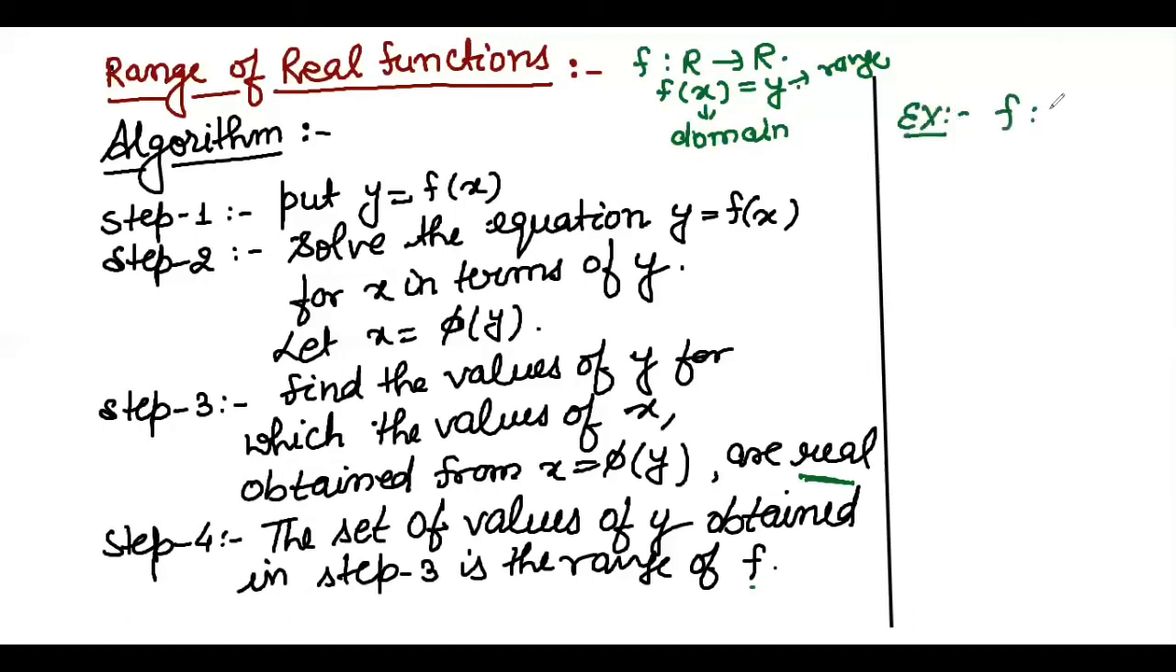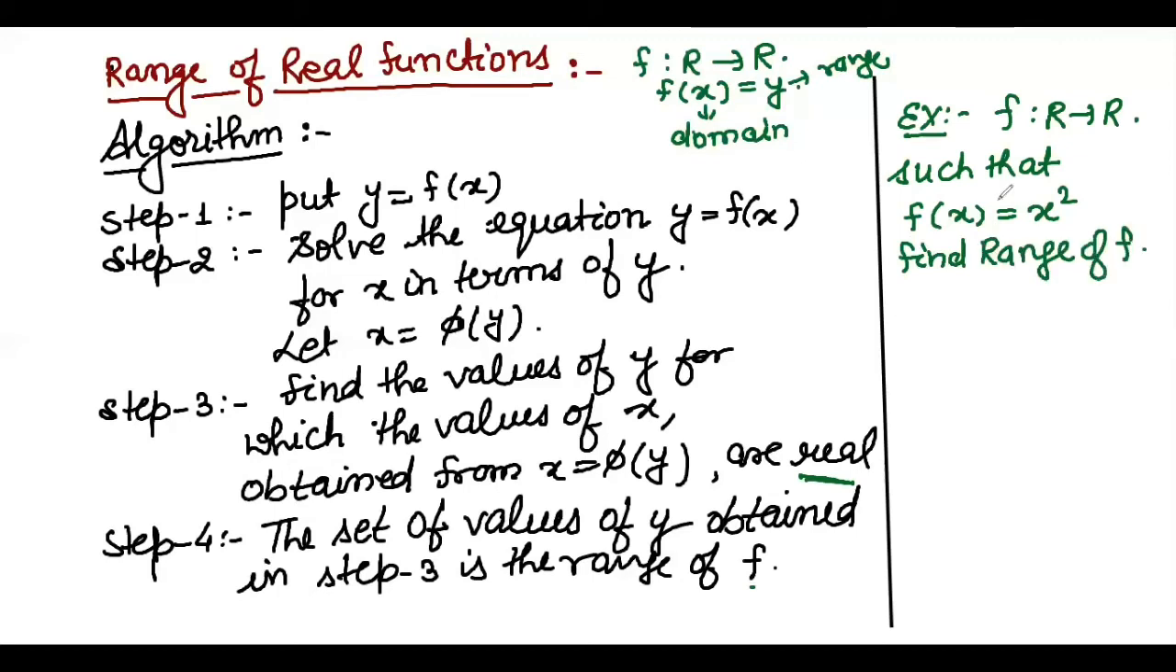So here I'm taking a real valued function f from R to R such that f(x) equals x square. We have to find the range. So f from R to R, real numbers to real numbers. Now your function is y equals f(x), and this is equal to x square. Now the next step is, here y is given in terms of x. We have to find out x in terms of y.